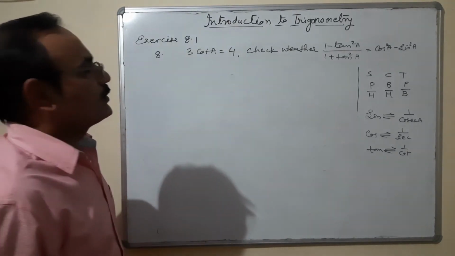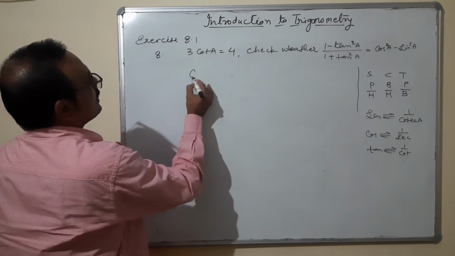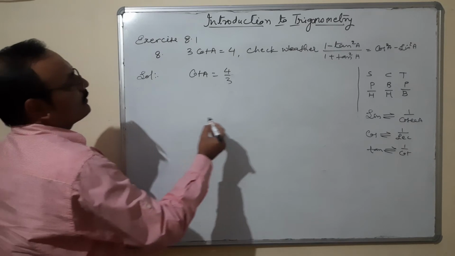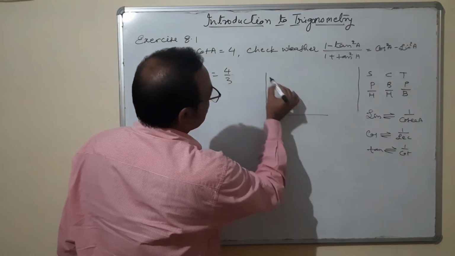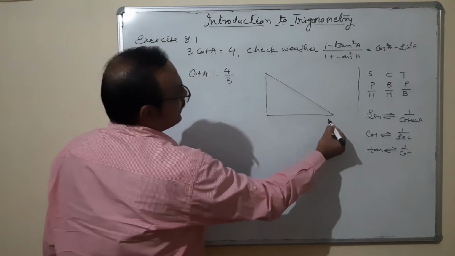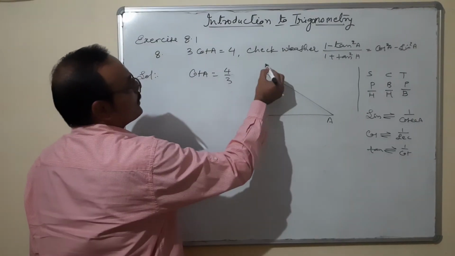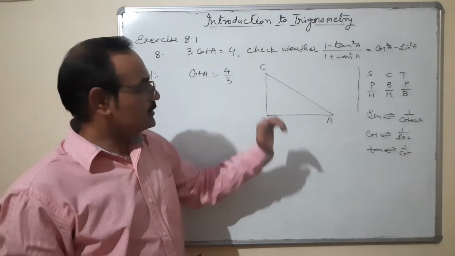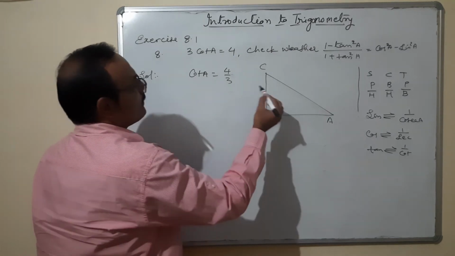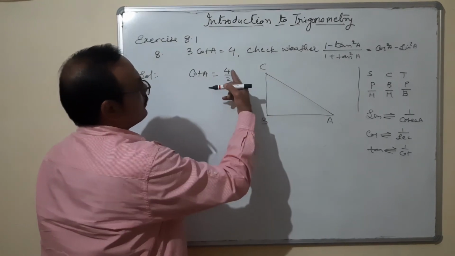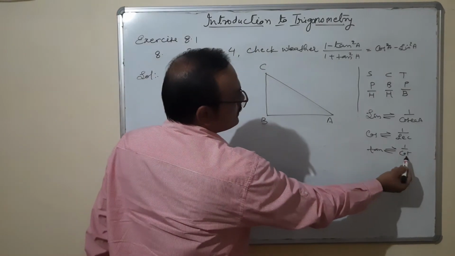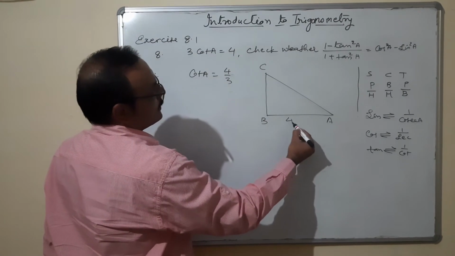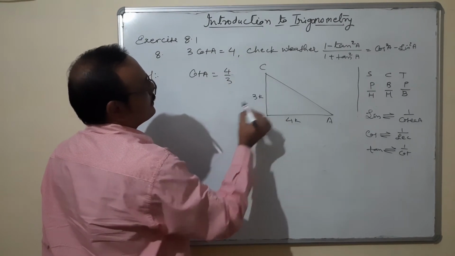3 cot A is equal to 4. Again using the same thing, cot A is equal to 4 upon 3. Draw a triangle. Where should I take A? A should be taken here, so that the opposite side is the perpendicular. Generally our impression is also this is perpendicular, base and hypotenuse. So cot A is equal to 4 upon 3. Cot is the opposite of tan, so base upon perpendicular: base 4k upon 3k.